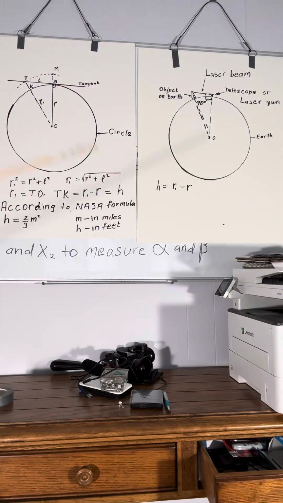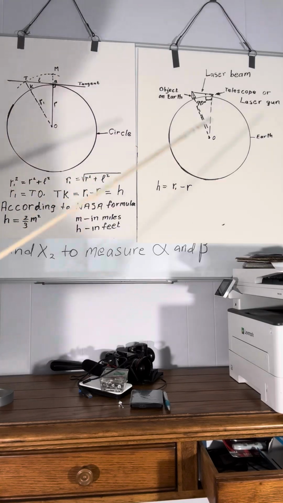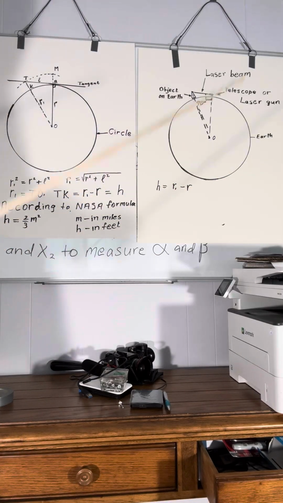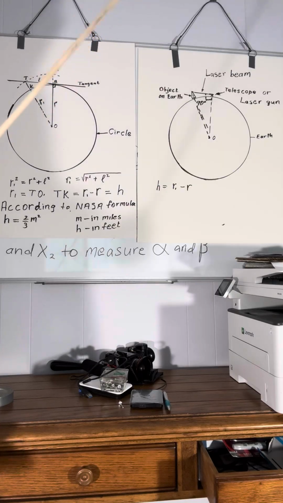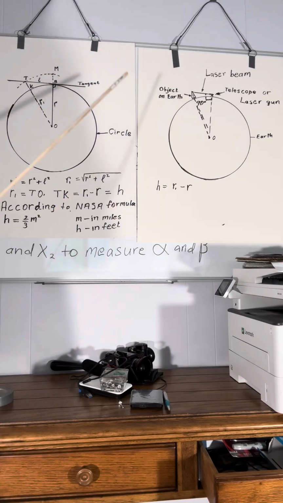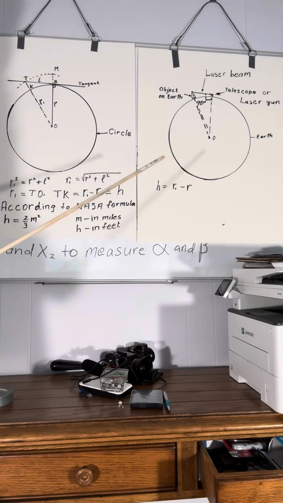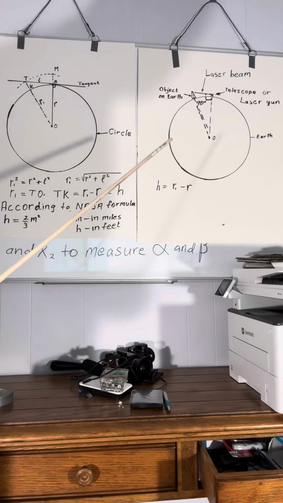Okay, this is the scientific proof that the Earth is not a globe. Now, I made these two diagrams. It's not an endorsement that the Earth is a globe. I'm making it to show you what will be if the Earth were a globe.